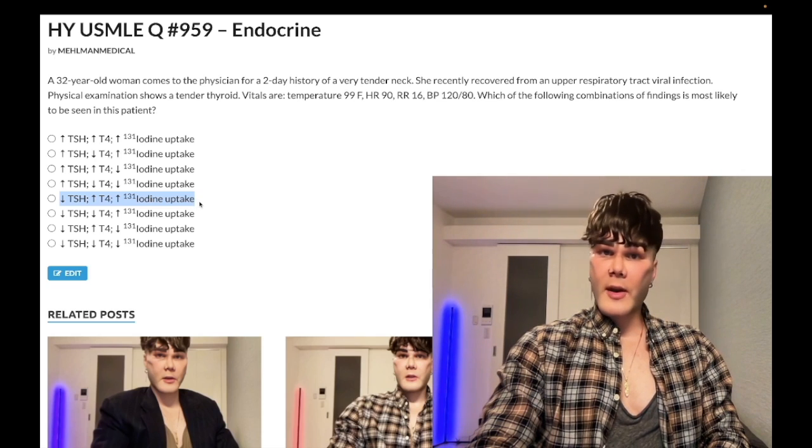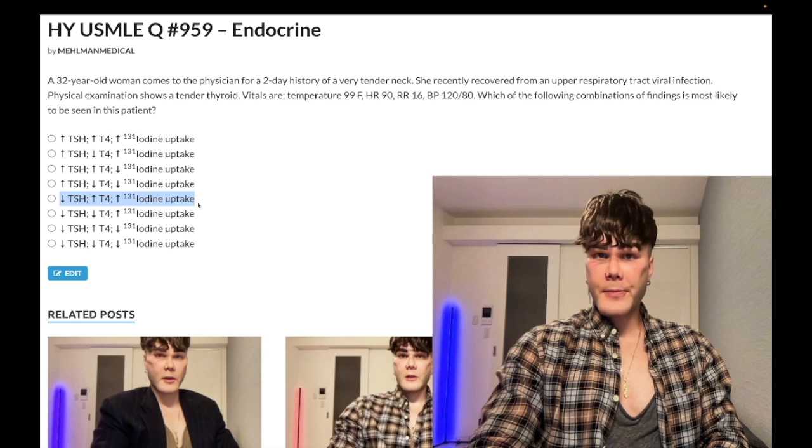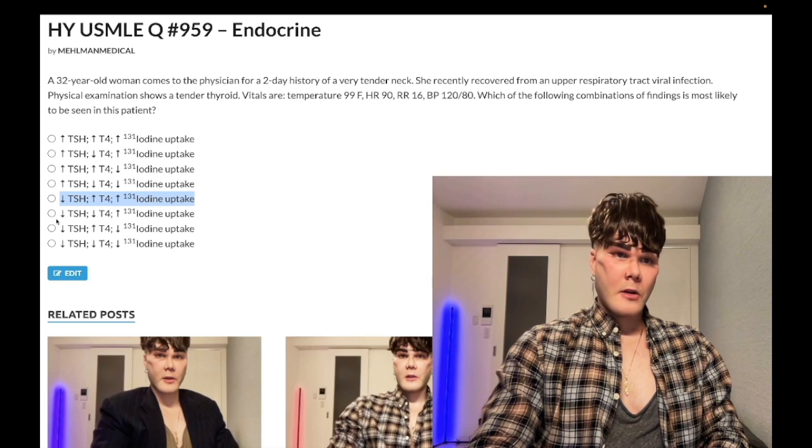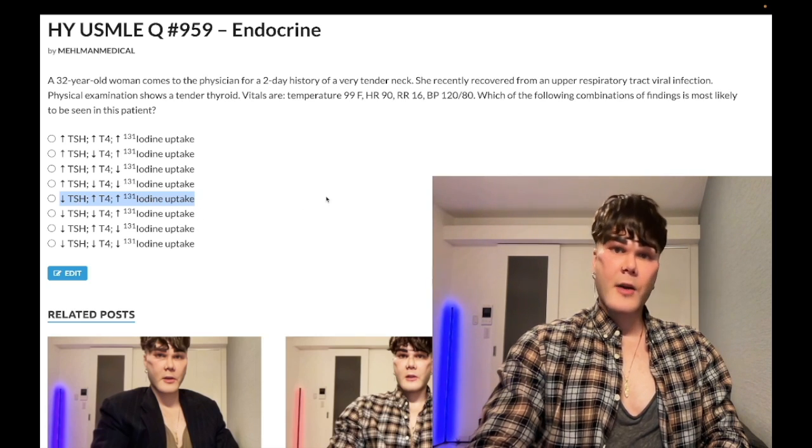This would be correct for Graves' disease. This would be correct for toxic adenoma. This would be correct for toxic multinodular goiter. Okay? Choice E, wrong answer.